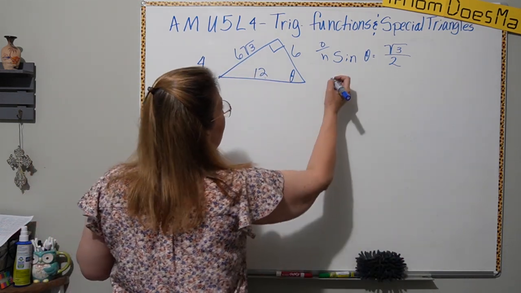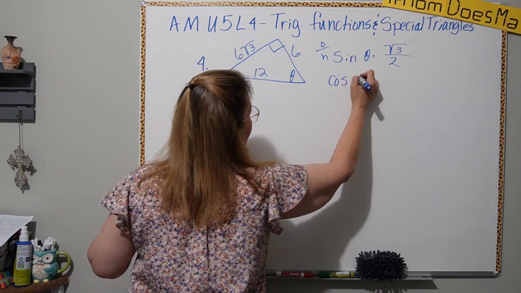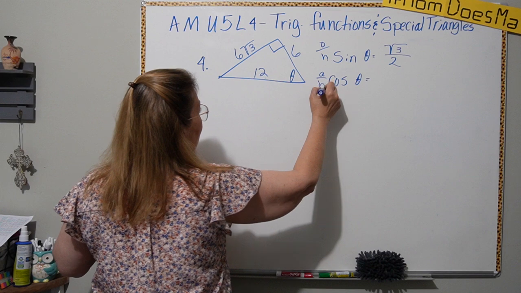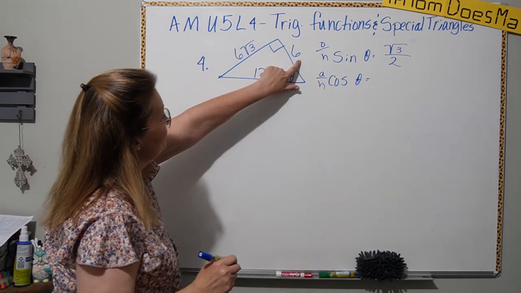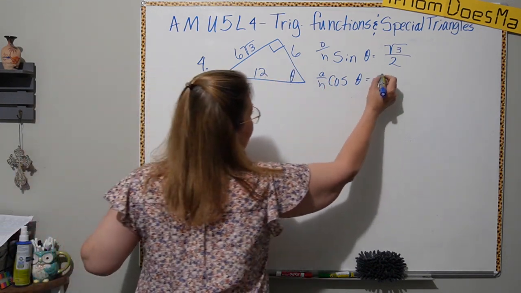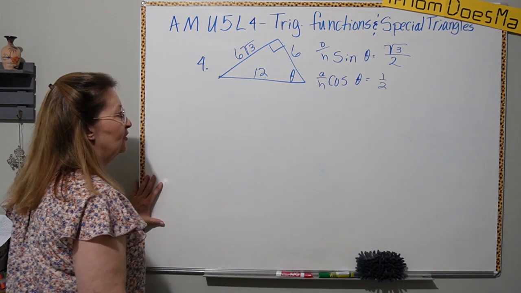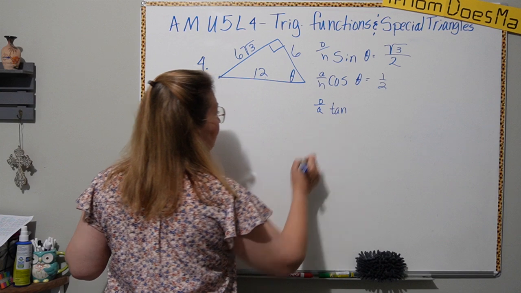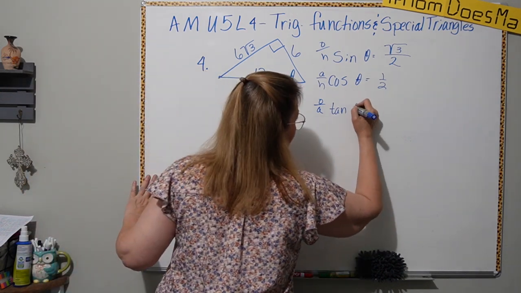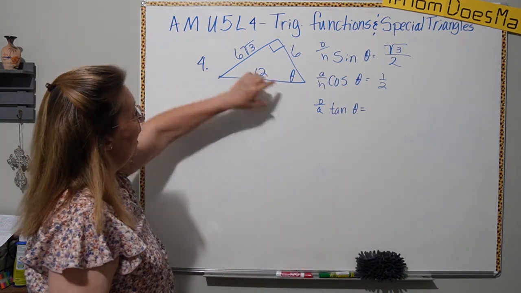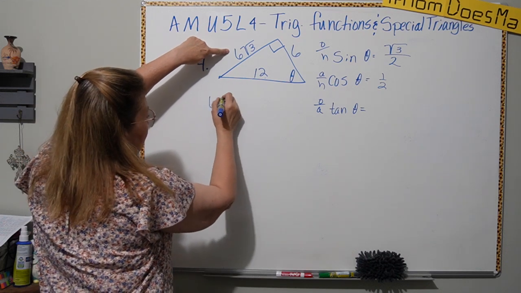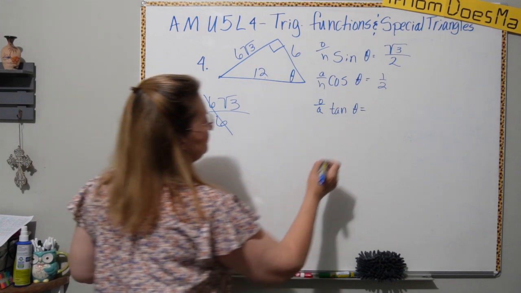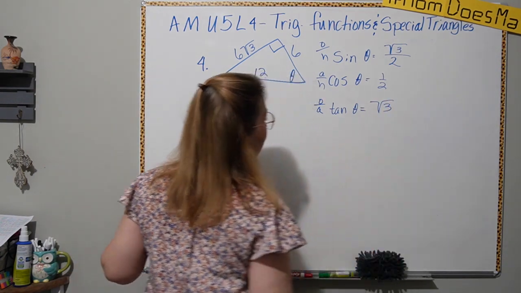Okay, then my next one, cosine theta, is adjacent over hypotenuse. So it's going to be 6 over 12, which is 1/2. I'm not even going to do work on that. Okay, tangent is opposite over adjacent. So what's that going to be? Well, opposite is 6 square root of 3. Your adjacent is 6. Those cancel out. So it just leaves you square root of 3.